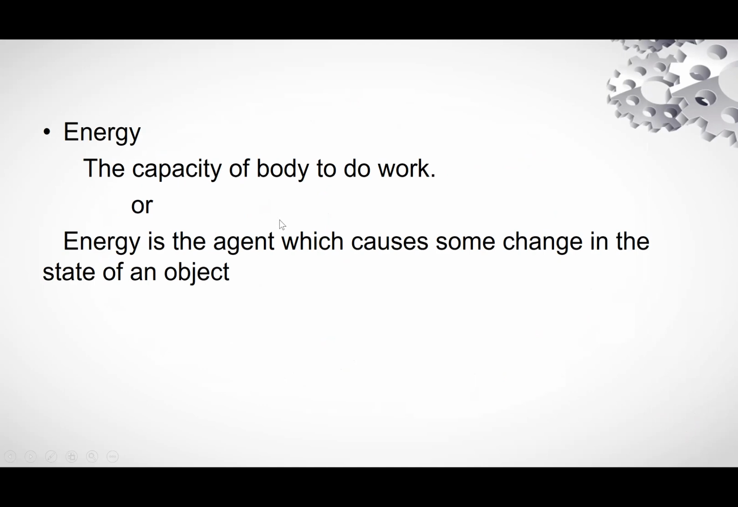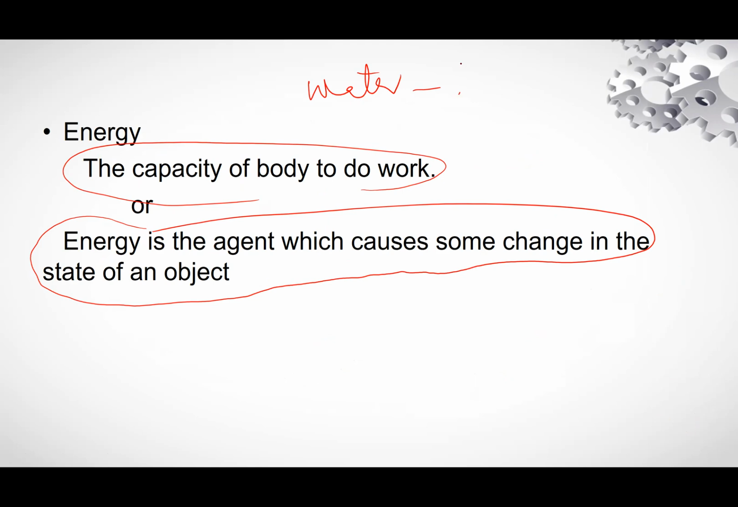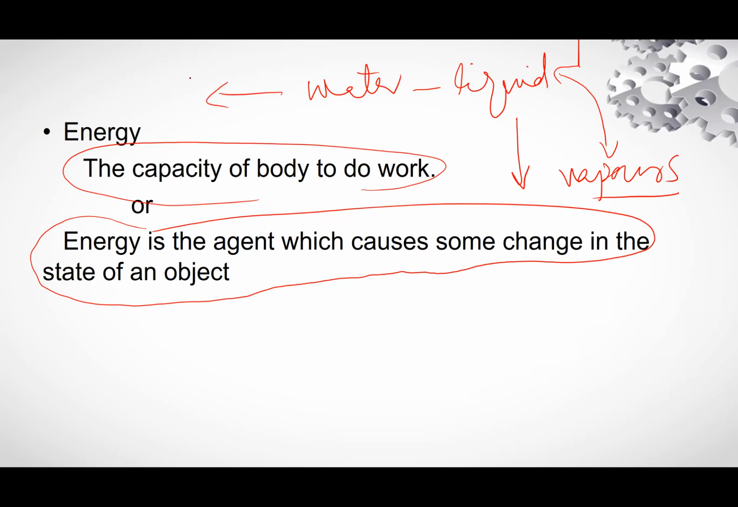Energy, the capacity of a body to do work, is called energy. Energy is the agent which causes some change in the state of an object. For example, water is in liquid state. If we provide heat energy, it is converted into vapors. So energy changes the state of an object. Similarly, if you take heat from the water, it is converted into ice.